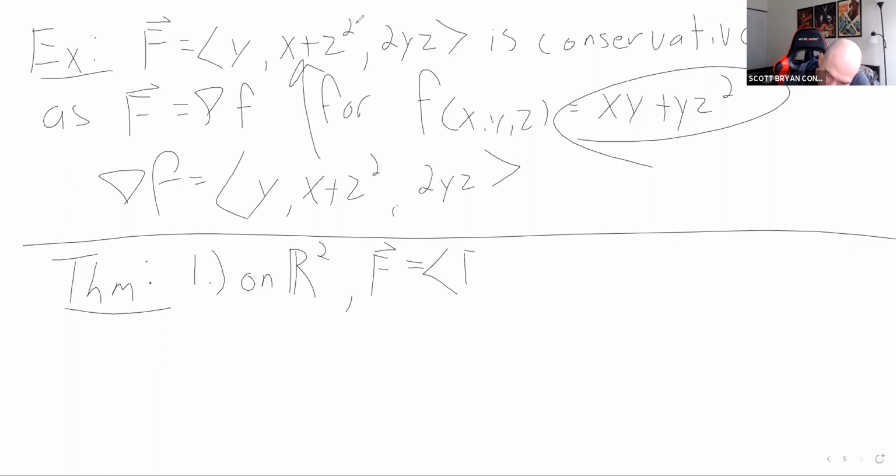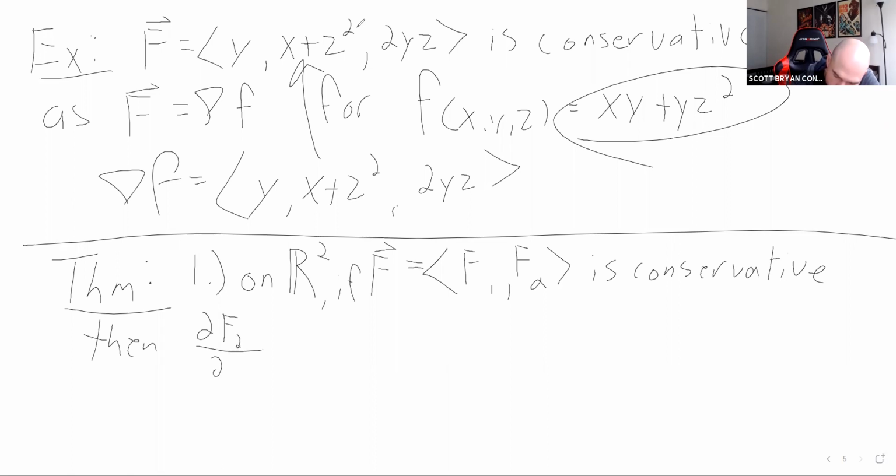if our vector field F1, F2 is conservative, then the partial of F2 with respect to x will be equal to the partial of F1 with respect to y. We sometimes call this the cross partials condition.